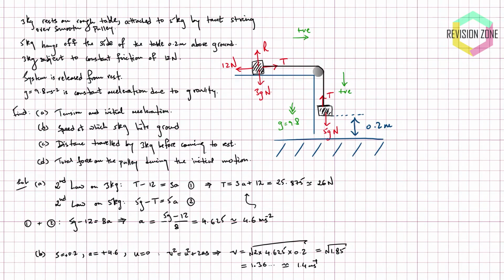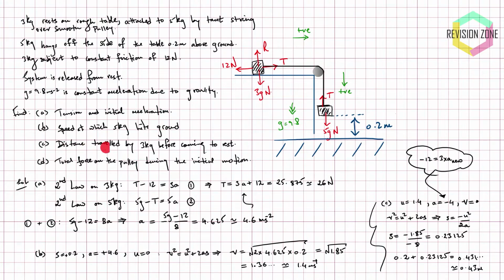Now we're looking at part C, where we need to figure out the distance traveled by the particle of mass 3 kilograms before it comes to rest. Okay, so two things are going to happen. When the rope is taut, this particle is going to be subject to the initial acceleration that we worked out of 4.6, okay? But then when the particle of mass 5 kilograms hits the ground, the rope is going to go slack. So this particle of 3 kilograms is not going to have the acceleration that it had initially. In other words, this 4.6 is no longer valid, right? And we need to figure out a new acceleration.